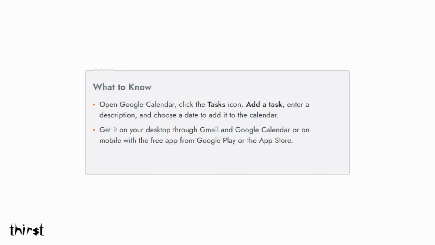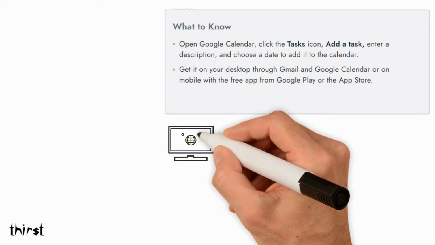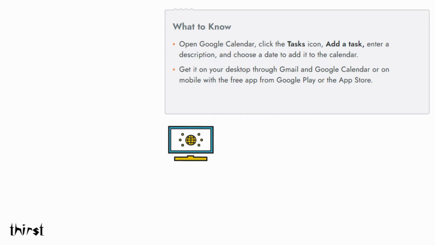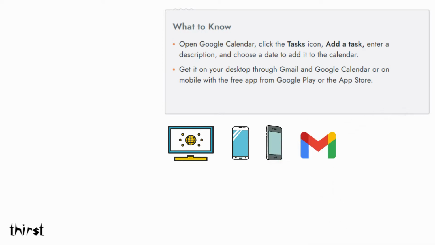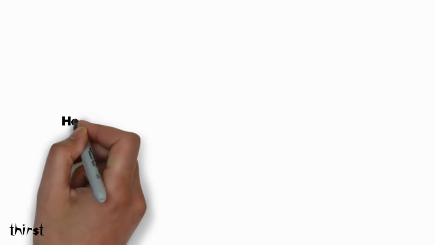Get it on your desktop through Gmail and Google Calendar, or on mobile with the free app from Google Play or the App Store. This video explains how to add a task to Google Calendar on the web, Android, and iOS versions of Google Tasks, Gmail, and Google Calendar, and manage task lists. How to add a task from Calendar on a computer.